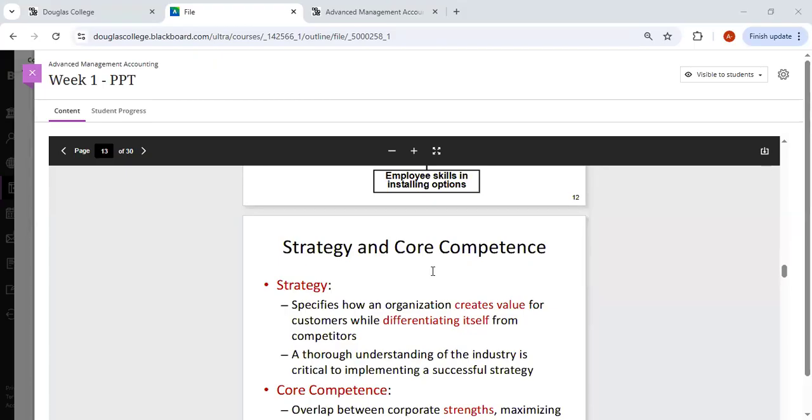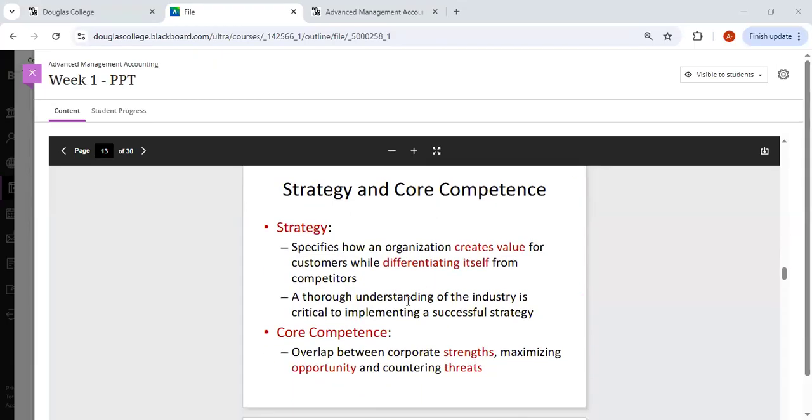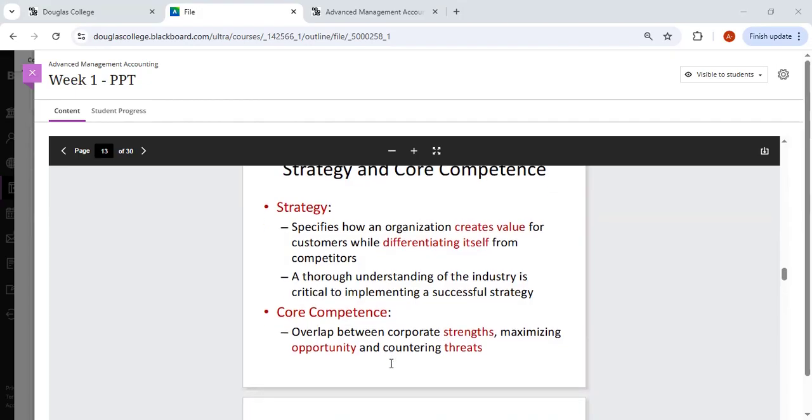So again, the strategy. Now, the first assignment that we have to do is based purely on the balanced scorecard. So what you have to do is create the balanced scorecard. Again, the strategy is differentiating yourself from the other competitors. There are some core competencies that you have to achieve. That will be the strengths, maximizing the opportunities and countering the threats.